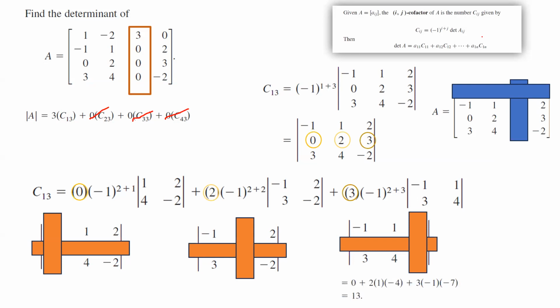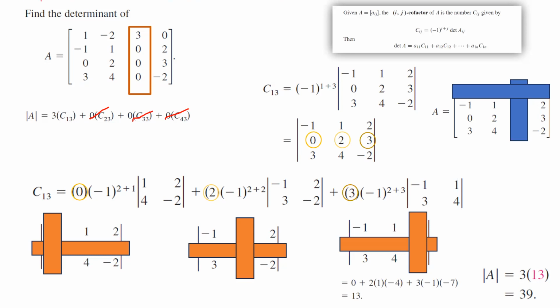When we do the calculation, it is equal to 13, but we are not done yet because we need to multiply 13 by 3. So the determinant of the matrix is equal to 39. So I highly suggest you use the rows or columns that have 0 in them and use those rows or columns to write down or find the determinant of the matrix.